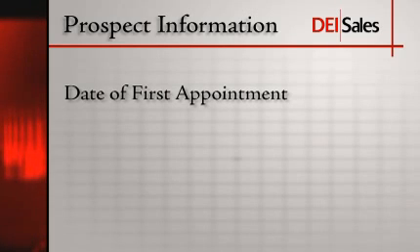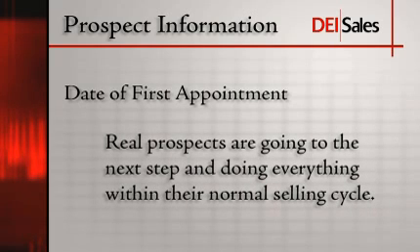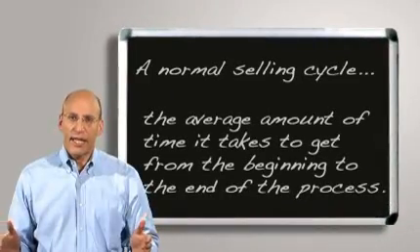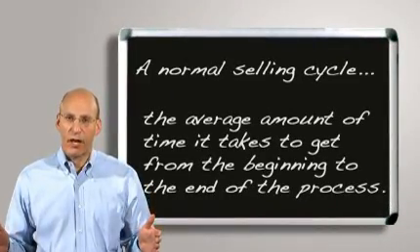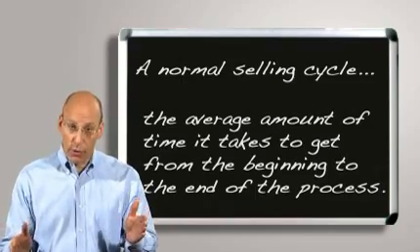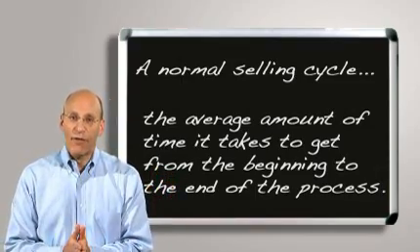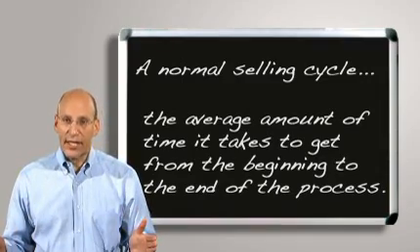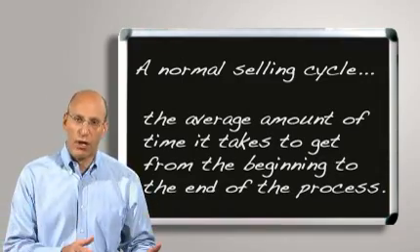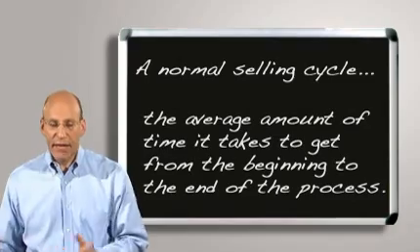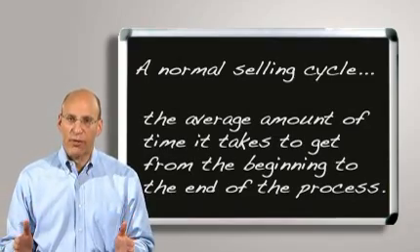Now, why? This is the most important part about the system, because my real prospects are, first of all, going to the next step. But they're also doing everything within their normal selling cycle. The normal selling cycle is the normal amount of time or average amount of time it takes most sales to go in your business to go from the beginning to the end of the process. So if the average sale takes 8 weeks, even if the occasional sale took only 1 week or took 10 weeks, if the average sale takes 8 weeks, that's your normal selling cycle.